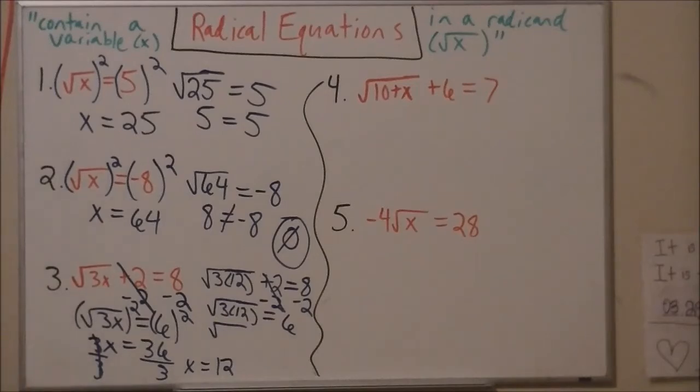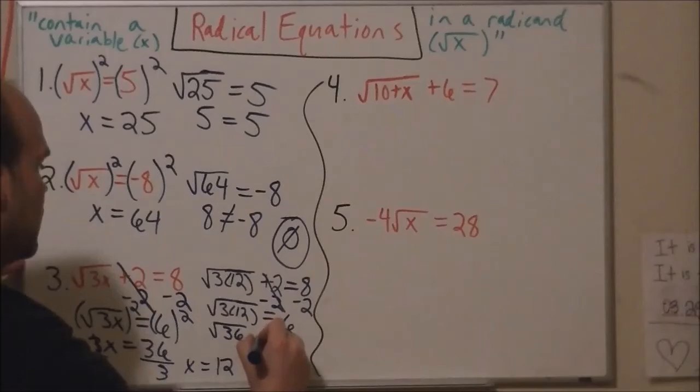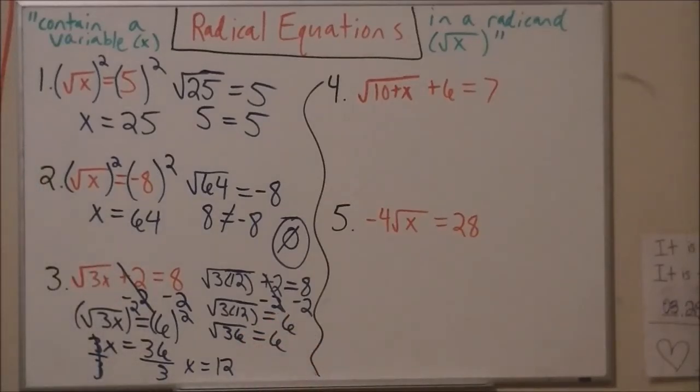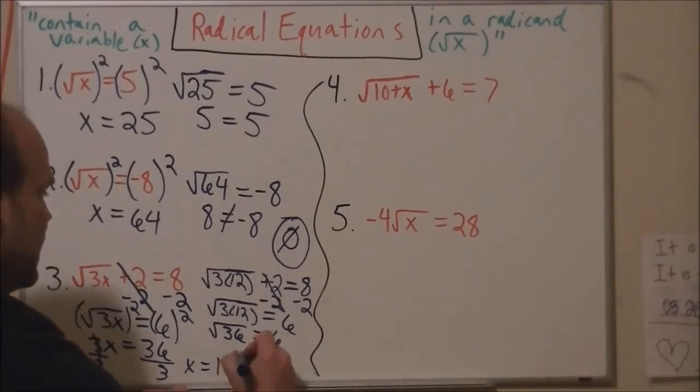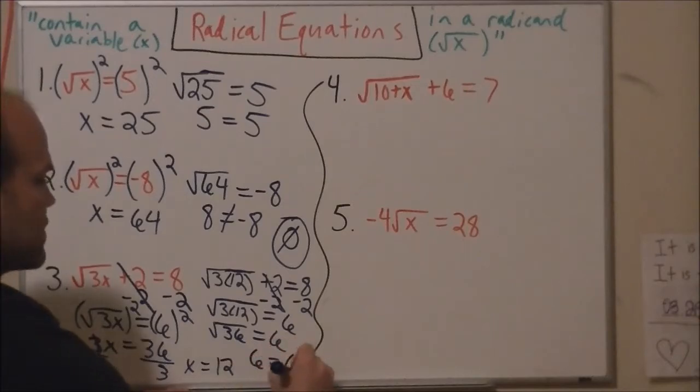What is 3 times 12? 3 times 12 is 36. So I have the square root of 36 equals 6. Guys, what is the square root of 36? In other words, what product of 36, when multiplied by itself, gets you back to the original number that you had, which was 36? The answer to that is 6. 6 times 6 is 36. And so the square root of 36 is 6, and so I have 6 equals 6.